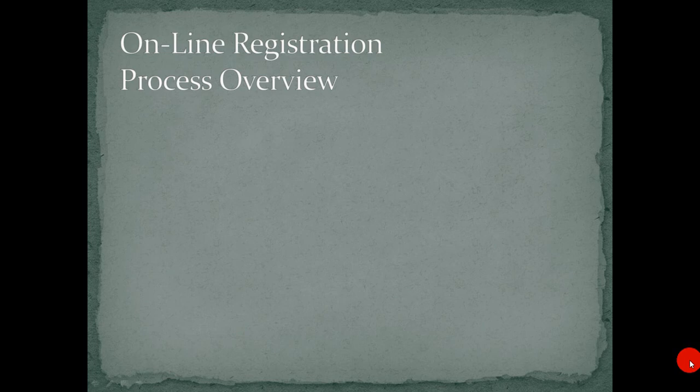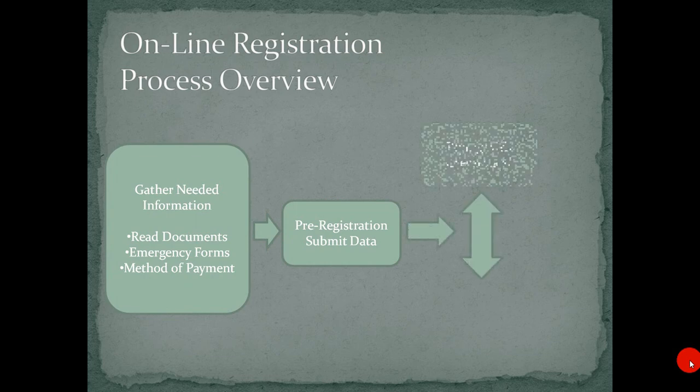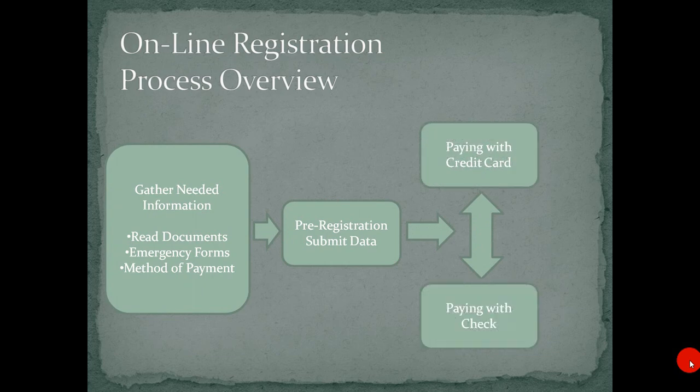The structure of registration is illustrated here. First, you gather needed information. Second, you go online to pre-register and submit the data that MASC requires for participation. And finally, you pay the required fees.